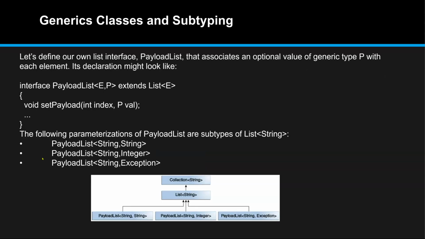So let's define our own list interface, PayloadList, that's associated with an optional value of type P for each element. Its declaration might look like interface PayloadList<E,P> extends List<E>. And we have defined a setPayload method. So the following parameterizations of PayloadList are subtypes of List<String>: PayloadList<String,String>, PayloadList<String,Integer>, etc. As long as that first value matches a String.